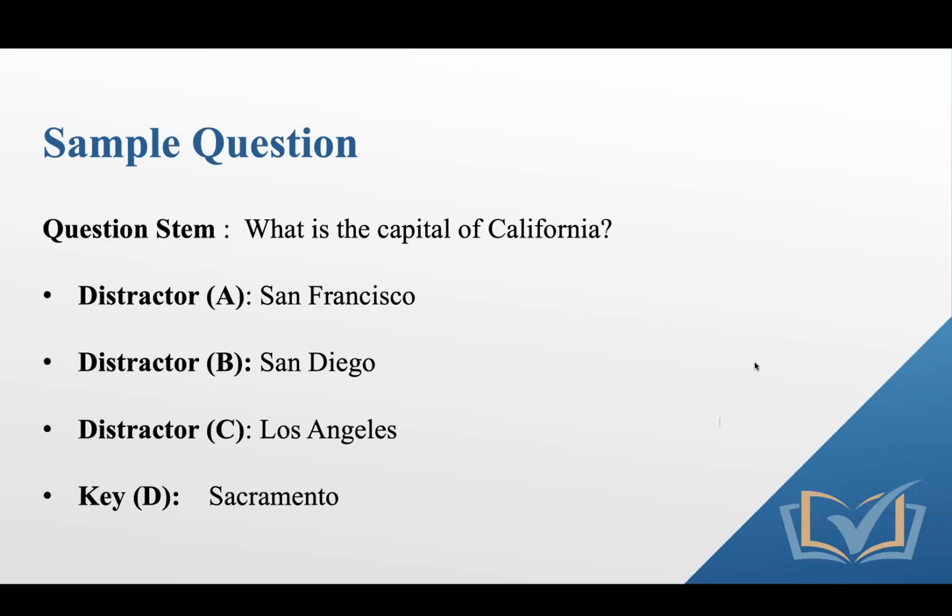So let's look at the sample question. Question stem is your question. What is the capital of California? And then you have your distractors. You have A, B, C as distractors. And then you have the correct answer, which is D, Sacramento. So this is the format of the exam. You're going to have a question, distractors, and the answer.